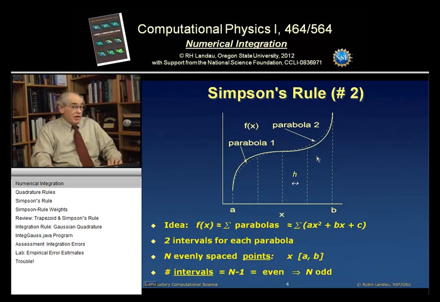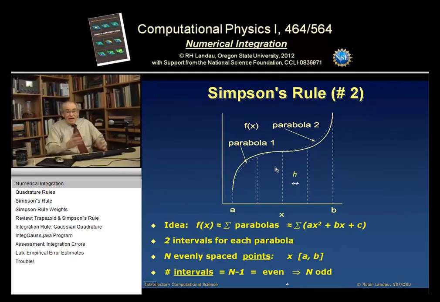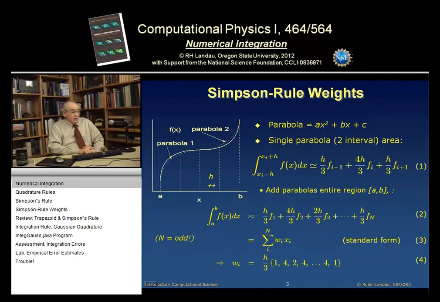Well, we have to do 2 things. First, we have to figure out the area under one parabola, and then we have to add them all together. It's just a bunch of algebra. It's not very hard, but it's a bunch of messy algebra, so we show that on the next slide. So let's go to slide 5.